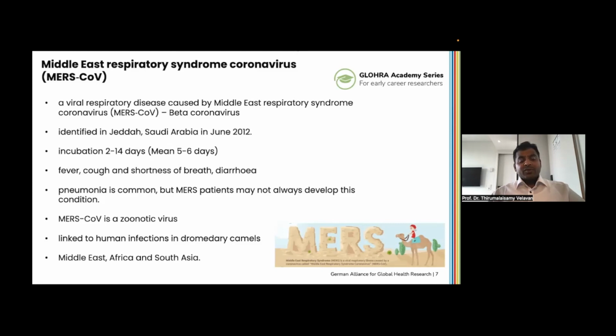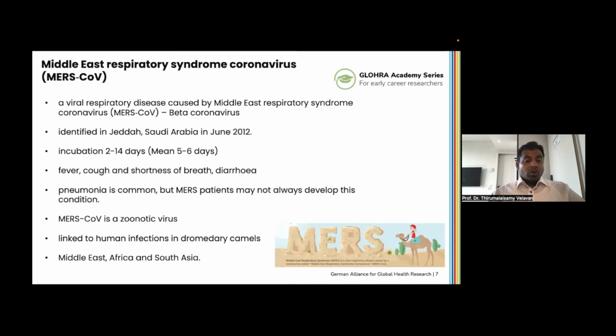This was the very first case, identified in Saudi Arabia in June 2012, but the second, laboratory proven case was identified in London in September 2012, and they called this London Novel Coronavirus 2012. Like the 2019 novel coronavirus, they called this London 1 Novel Coronavirus 2012. Pneumonia is a predominant feature of coronaviruses, but not all MERS patients will develop this condition.